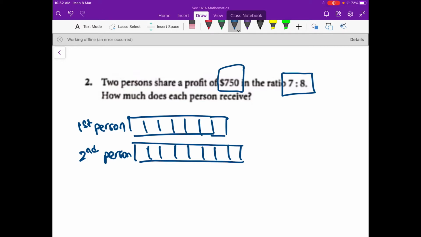Okay, and all these total $750. So how much did each person get? You can count and take 750 divided by the total number of units over here, which is 15. Then you multiply by 7, you get one value. You multiply by 8, you get the other value. So this is what it looks like in a model. But what if we don't want to use a model?